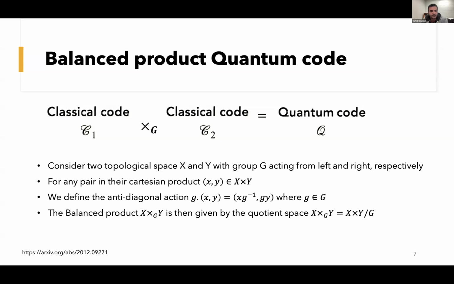My construction in my work uses the balanced product construction for building a quantum LDPC code. With this balanced product, we find linear distance and linear dimension in the result.